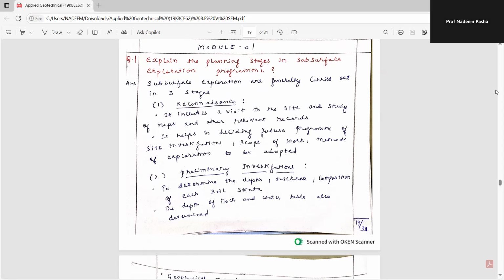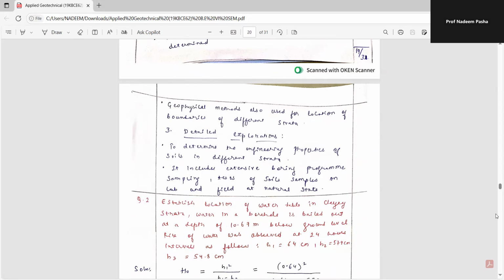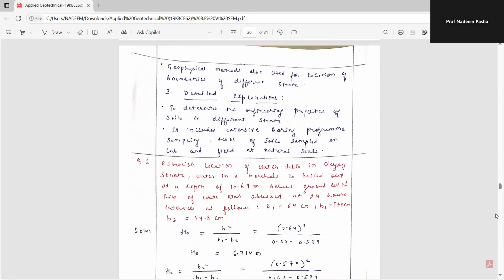Next is preliminary investigation, to determine the depth, thickness, and composition of each soil strata. The depth of rock and water table are also determined. The geophysical method is also used for location of boundaries of different strata.